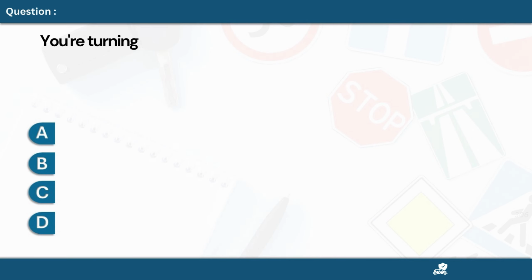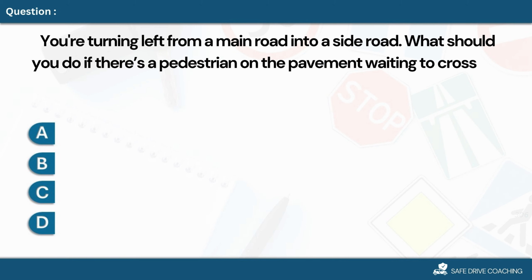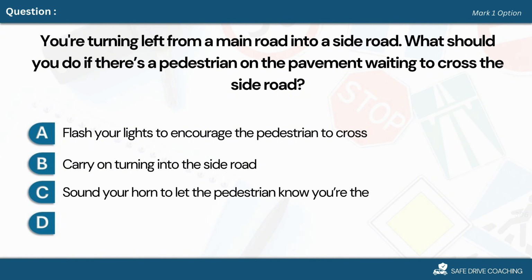You're turning left from a main road into a side road. What should you do if there's a pedestrian on the pavement waiting to cross the side road? A. Flash your lights to encourage the pedestrian to cross. B. Carry on turning into the side road. C. Sound your horn to let the pedestrian know you're there. D. Wait and give way to the pedestrian.